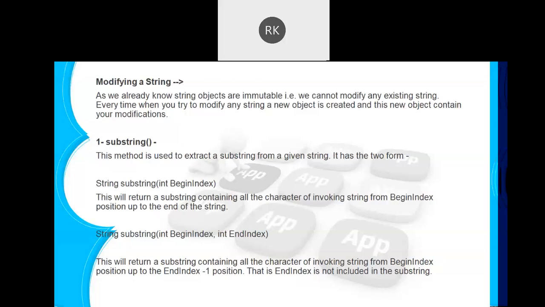We were discussing the methods of strings. Now we have a category of methods that will be able to modify a string. The first method that falls in this category is the substring method. As the name indicates, using this method, I can extract a substring from a given string. It has multiple overloaded versions. The first can take the begin index, and it will go from the begin index up to the end of your string.